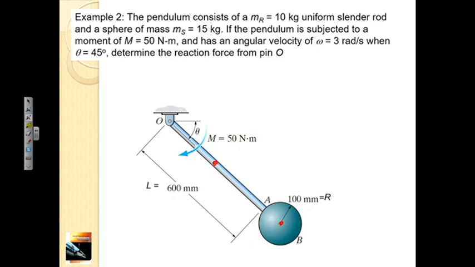Oh, that's not all our forces. We've also got an external moment, 50 Newton meters. That's negative. We'll keep that in mind. All right, this is equal to our kinetic diagram.